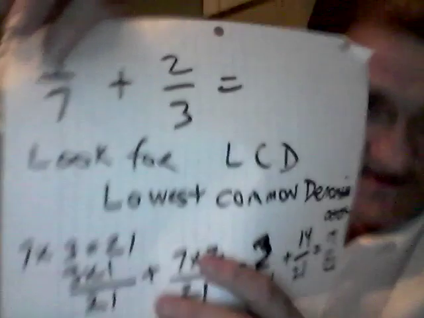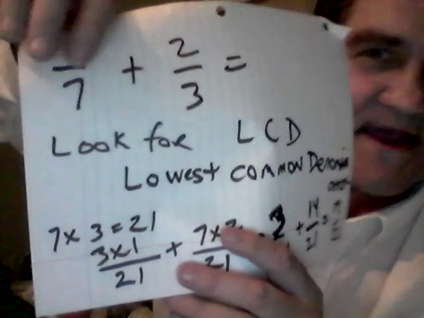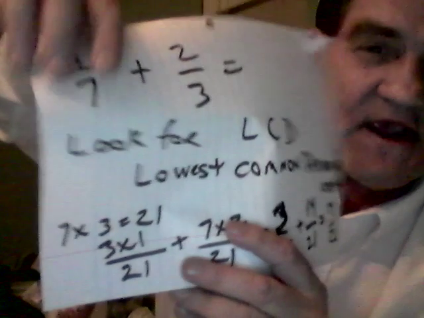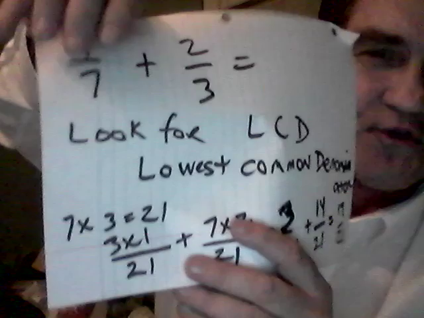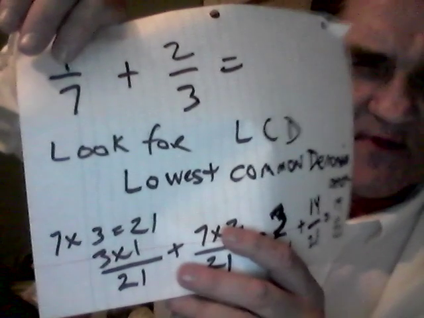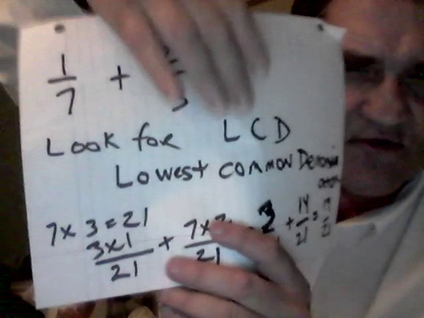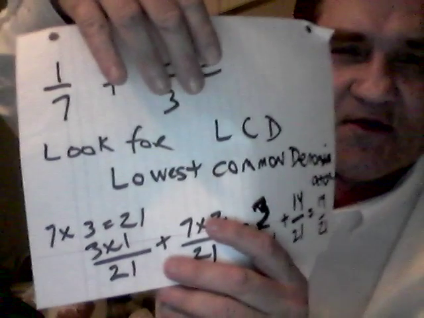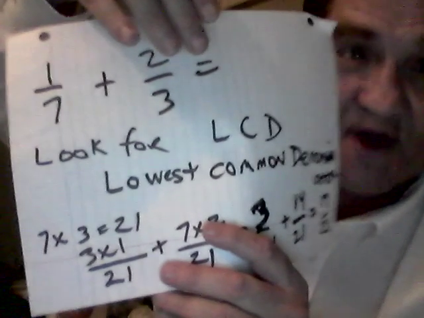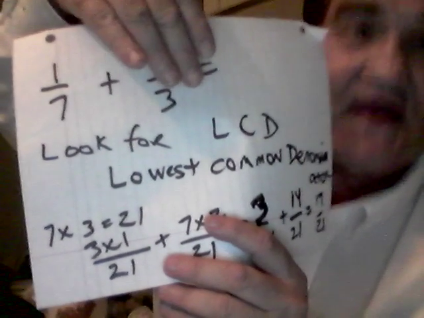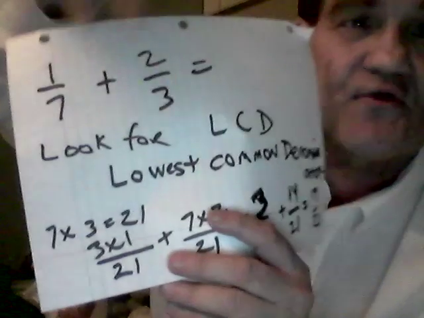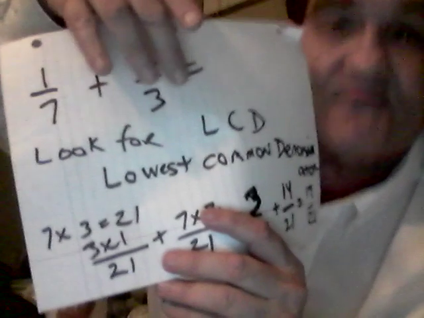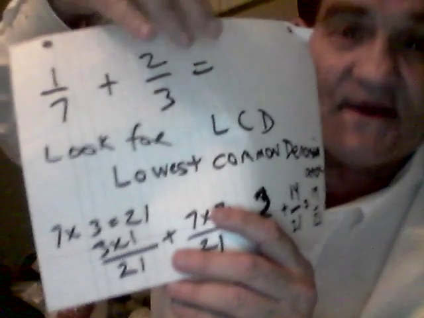Are you following me? Sort of. Let's try it again. 7 here. You want to make it 21, you multiply it by 3. If you're going to multiply this by 3, you got to multiply the top by 3. 3 times 1 is 3. Now you got the 21, you got 3 over here. In order to get 21, you got to multiply by a bigger number. Why? Because 3 is a smaller number than 7. So you multiply 3 times 7. 3 times 7 is 21.